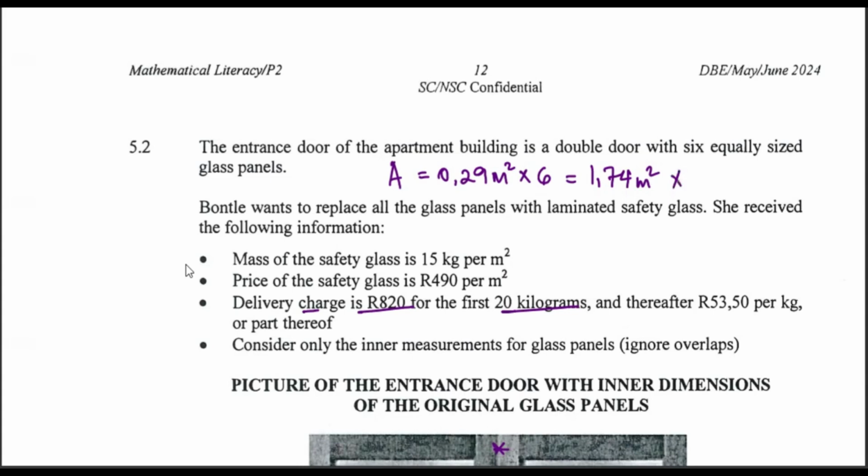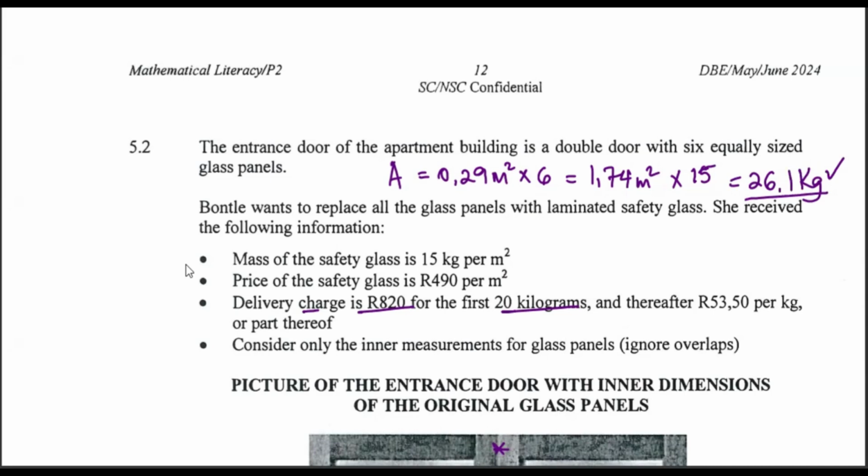So the mass will be 1.74 times 15. We need to know the total mass. So the total mass there is 26.1 kg. This is the mass that they'll be having because it's 15 kg per meter squared. The guy is going to use 1.74 meters squared. So total mass, it's done. We shall use it for mass.